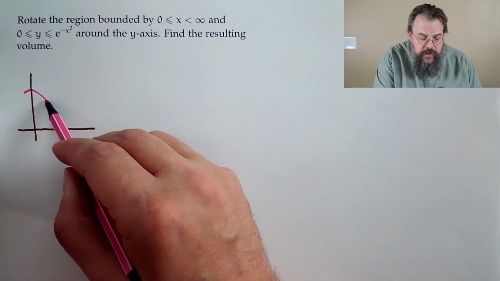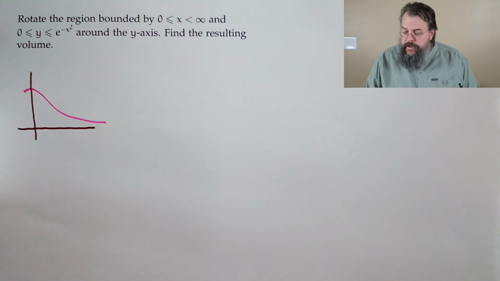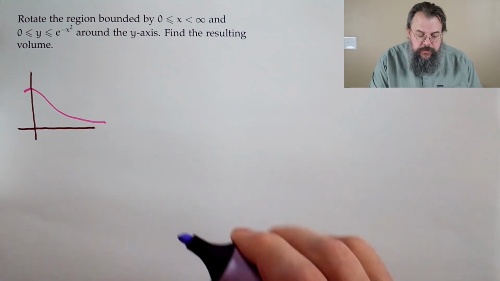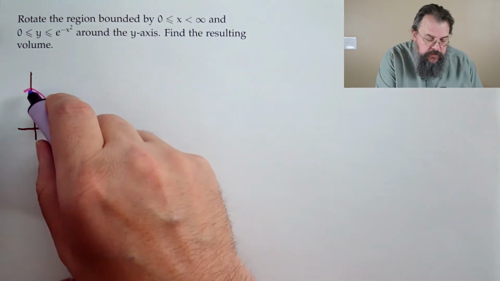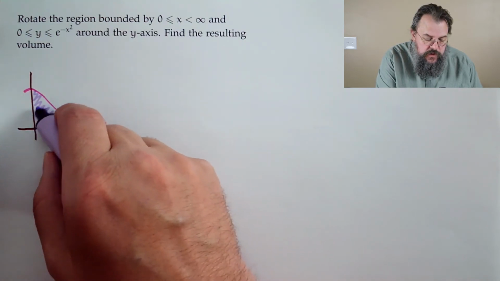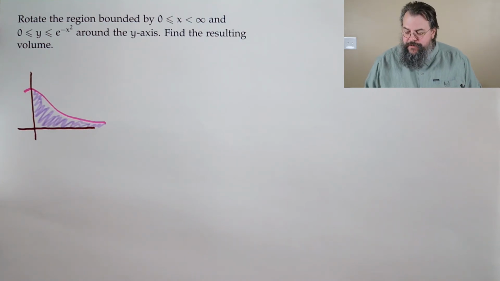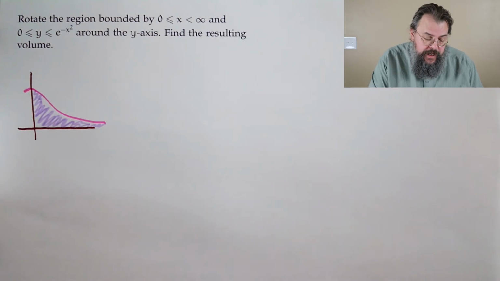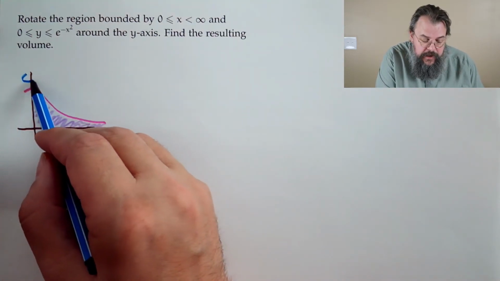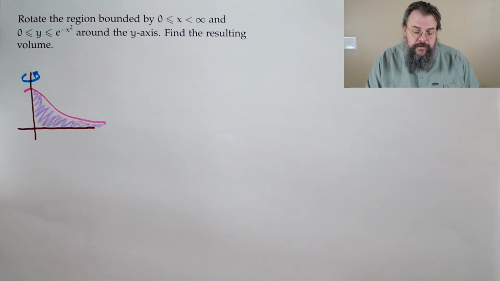And so what do we look like? Well, we go down, and we do something like that. So we have this basic region where x goes from 0 to infinity and y from 0 to the curve. So there's our region here. And now we're going to spin it. You always want to pay attention to which axis you're spinning around, because depending upon which axis, you might have a reasonable answer or an impossible task. In this case, we're going to spin it around the y-axis.